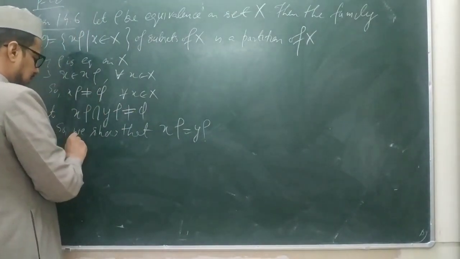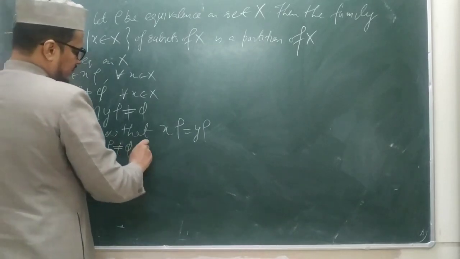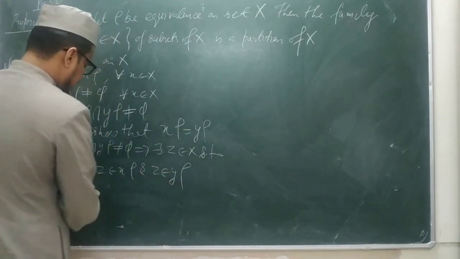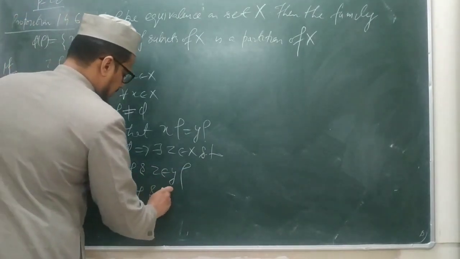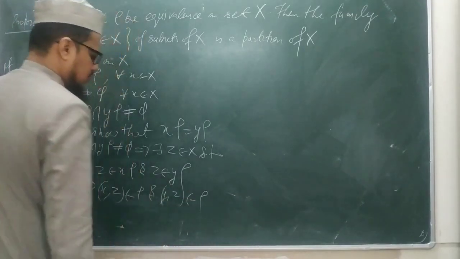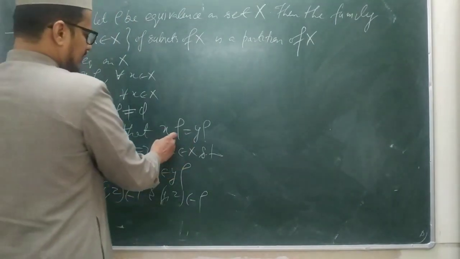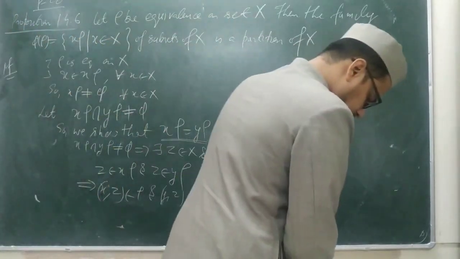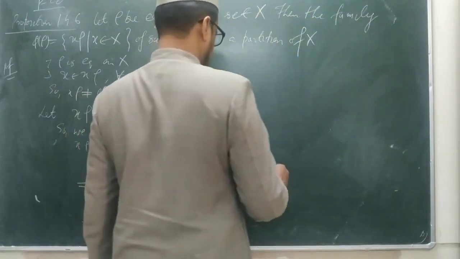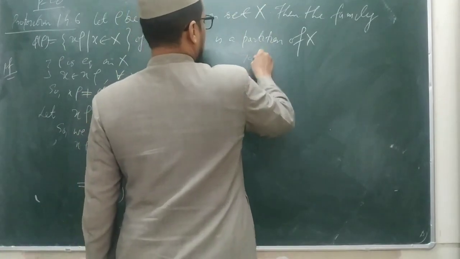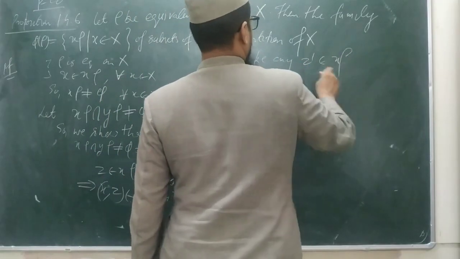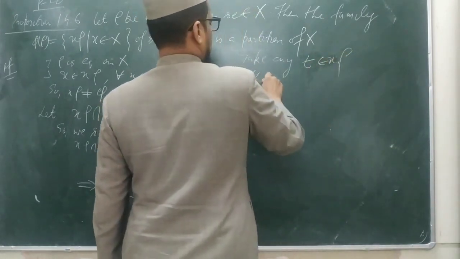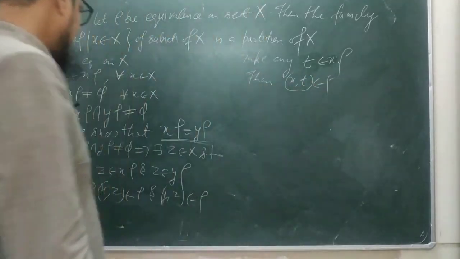So x row intersection y row non-empty implies there exists some z belongs to X such that z belongs to x row as well as z belongs to y row. It implies that (x, z) belongs to rho and (y, z) belongs to rho. Now you have to prove x row is equal to y row. You take an element here and show that it goes here. Then x row will be a subset of y row. So take any t belongs to x row. Then (x, t) belongs to rho.